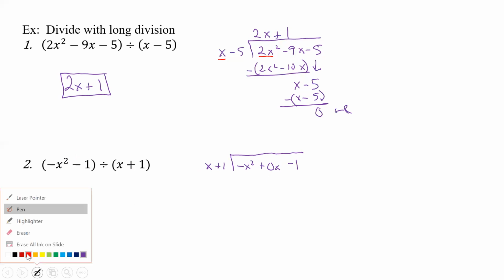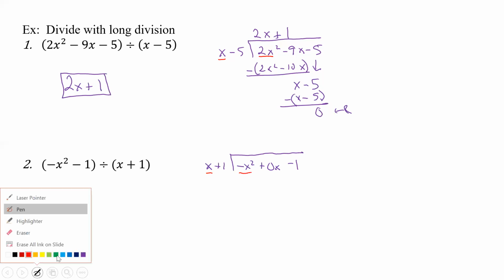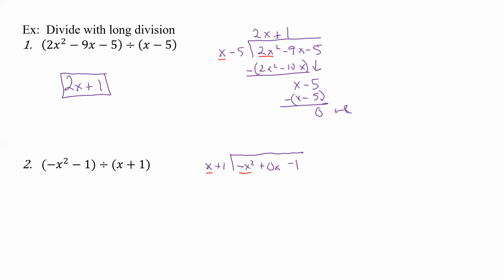Now, let's go ahead and underline each of the terms. So what do we have to multiply x by to get a negative x squared? Well, we have to multiply it by a negative x. Negative x times x is negative x squared. Negative x times 1 is a negative x.